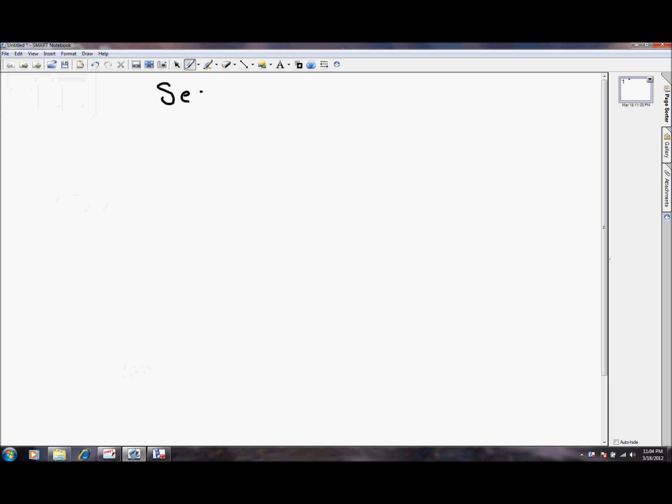Okay, this is for section 3-2, which is polarity of bonds and molecules. Alright, so before we can talk about bonds, polarity of bonds and molecules, we are going to talk about something that are called Lewis dot structures.